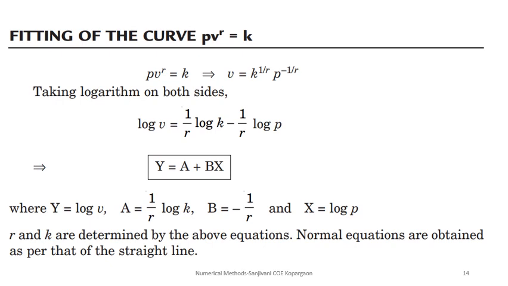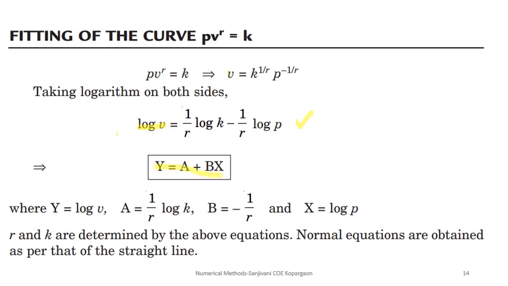Then this is the type of curve, PV raised to gamma is equal to K. So PV raised to gamma is K, and you can say that V is equal to K raised to 1 by gamma into P raised to minus 1 by gamma. So if you take the logarithm on both sides, log V is equal to 1 by gamma log K minus 1 by gamma log P. Now in this case, why have you separated only V? Because we know that V is the dependent variable and the rest of the two are independent variables. That is why we have separated it out.